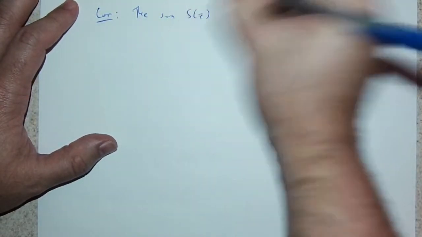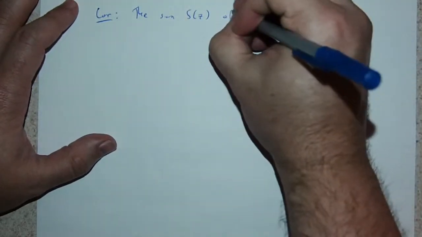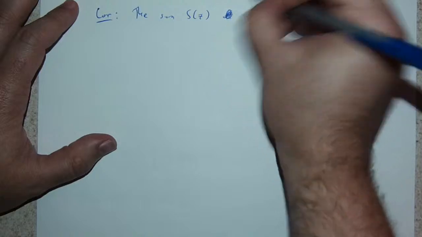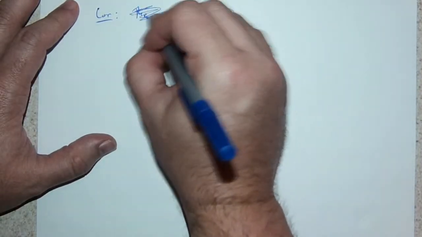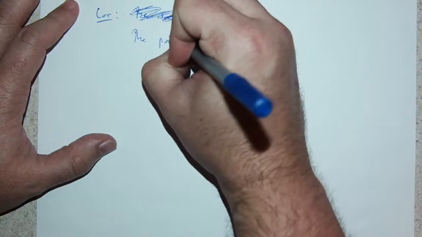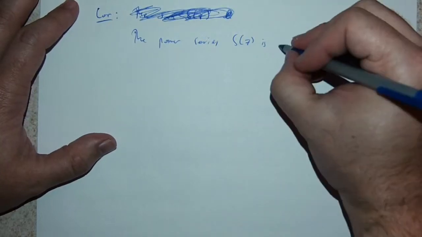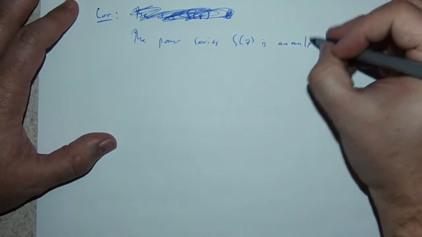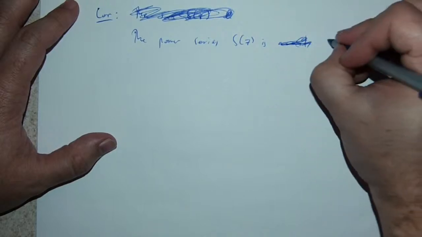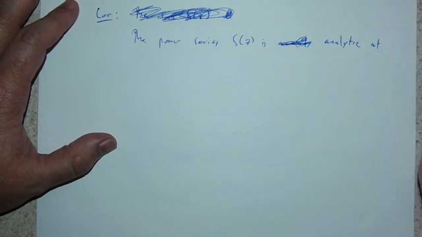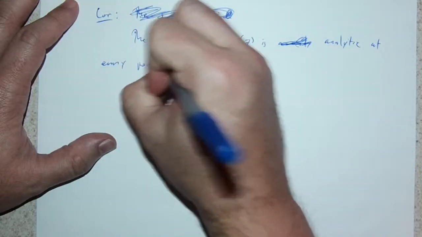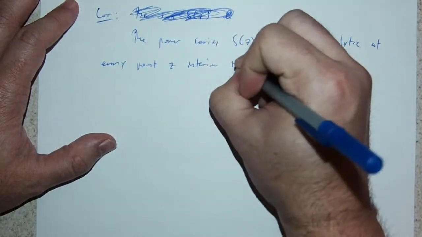So let's restate that. A corollary of that first theorem, that's term-by-term integration of power series: the power series S of z, this is kind of confusing the way this is worded, so the power series S of z is analytic at every point z interior to its circle of convergence.